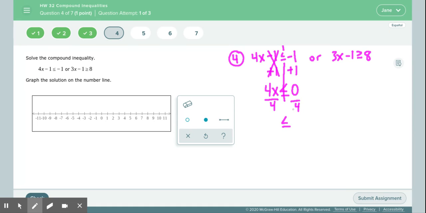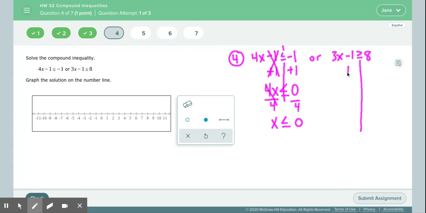And then what I'm going to do is divide. 4 divided by 4 cancels, leaving me with x is less than or equal to, and then 0 divided by 4 gives me 0. So there's one of mine. Okay, remember it's compound, meaning 2. So now I'm going to go through and solve my other inequality.